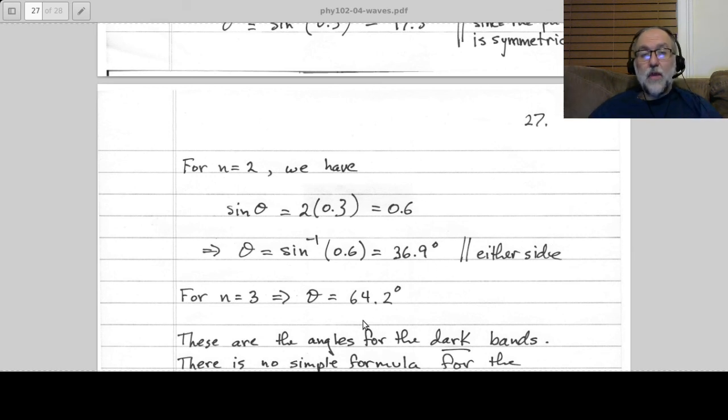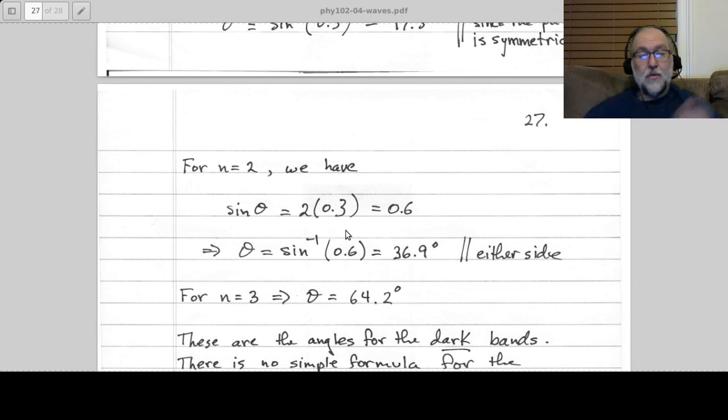For n equals 3, you get 64.2 degrees. Same thing, just put a 3 there instead of a 2. If you tried to go past that, 4 times 0.3 is 1.2, and the inverse sine of 1.2 is undefined. So there isn't a fourth band, because you can't go on forever.